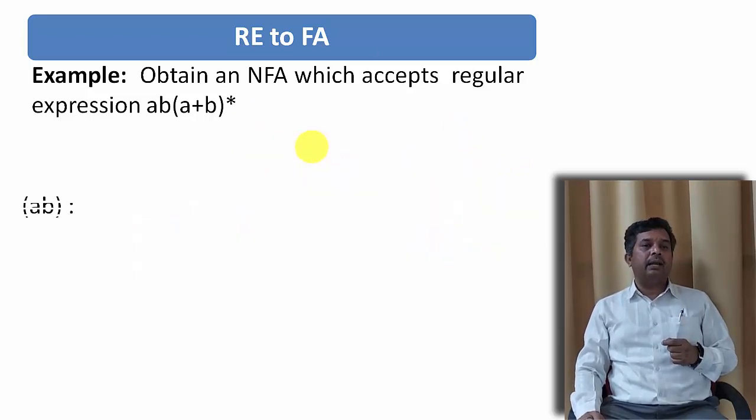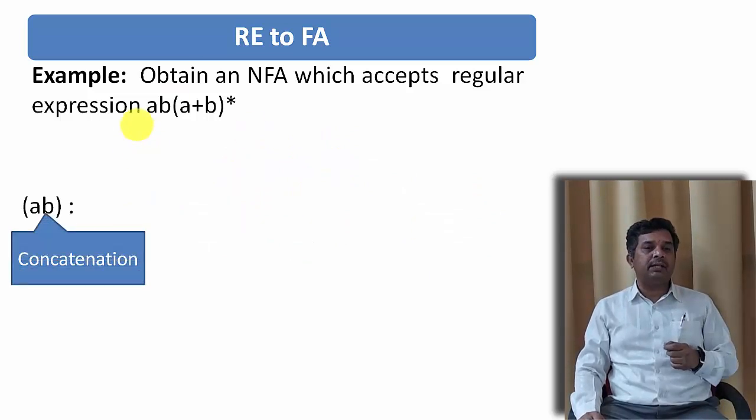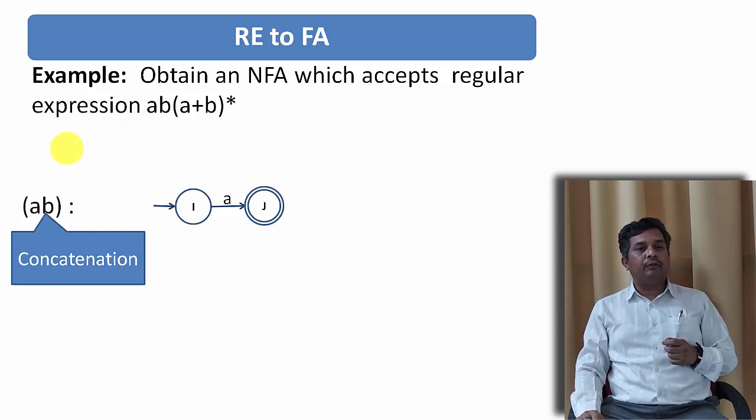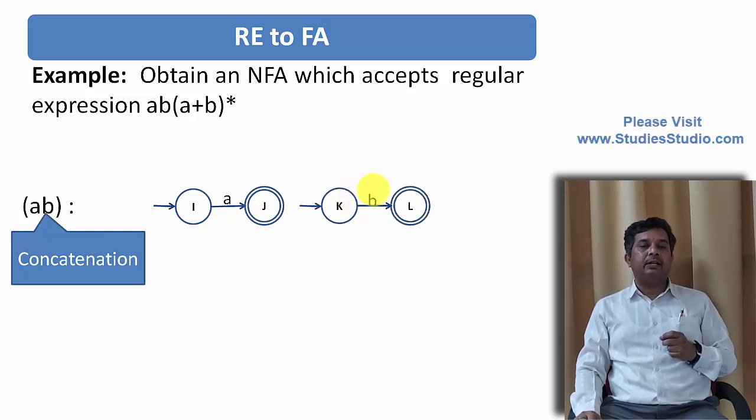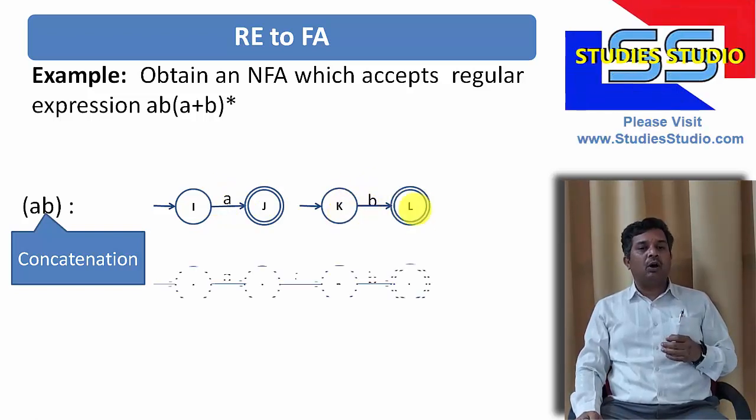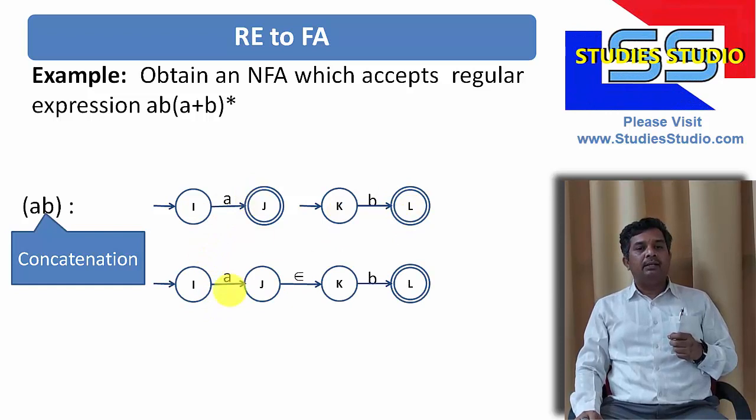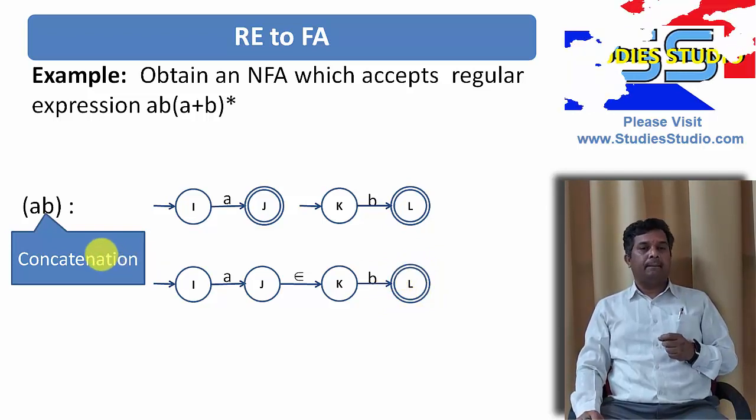Now let us see how I can perform AB. This is a concatenation operation that we are going to use. For A, I am taking two states with transition A. For transition B, I am taking another two states, K and L. The concatenation will be from J to K with an epsilon transition, and the final state will be the final state of the last transition. In this case, L is the final state of AB.